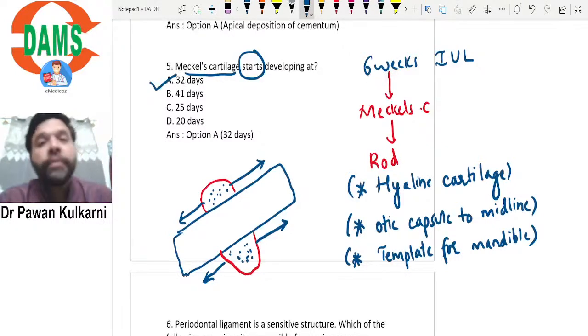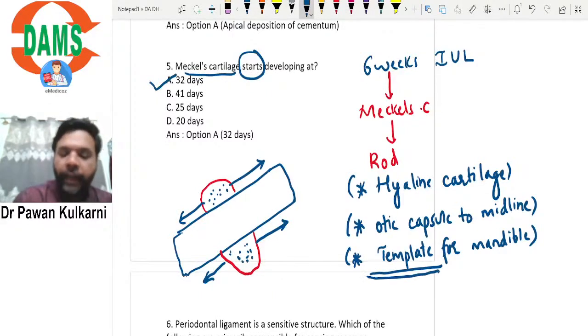That is why we should remember, how does the mandible form? Mandible forms by intramembranous ossification. Mainly ossification is of two types, endochondral and intramembranous. Mandible mainly develops by intramembranous ossification. So where is that membrane? That membrane is present basically around the Meckel's cartilage. So directly Meckel's cartilage doesn't result in mandible formation. Please remember, that is why it just acts as a template.